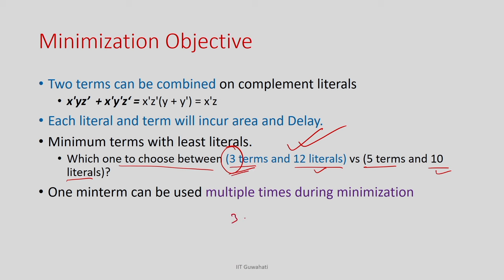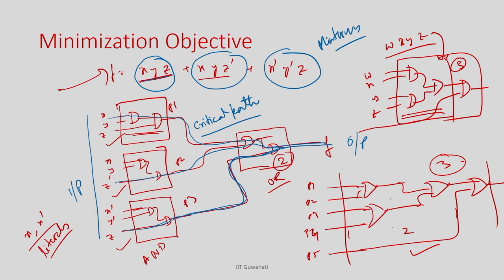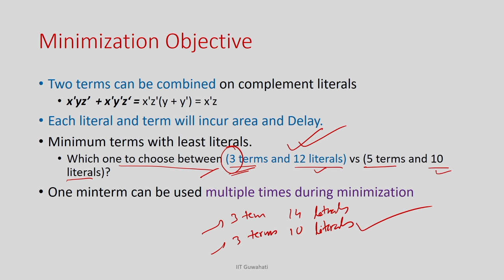So if there is one more case, 3 terms and 14 literals, or say there is one more case where you have 3 terms and 10 literals, among these 3, I will choose this one because it has the minimum number of terms and the minimum number of literals. Okay. So this is my optimization goal, and it is very clear to your mind when you try to minimize a switching function. Next question is, how do we do this optimization? How do you reduce the number of product terms, and how do we reduce the literals?